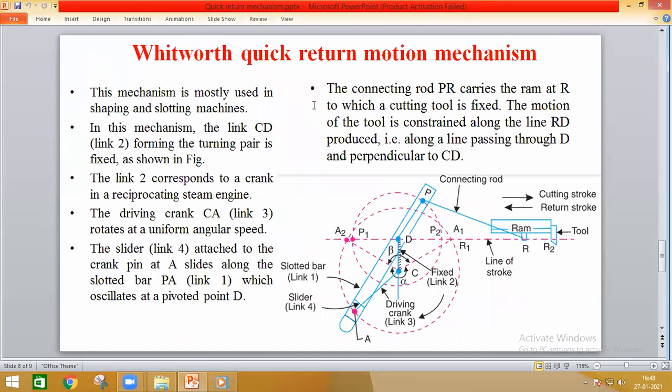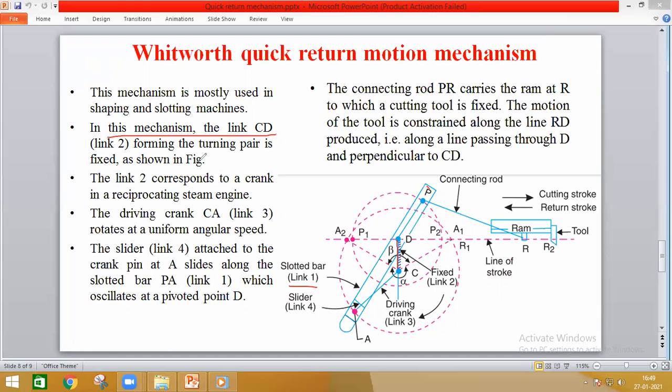And this is another quick return motion mechanism, that is the Whitworth quick return motion mechanism. So here also we have four links. There is link number one, and in link number one we are also using the slotted bar. And link number two is the fixed one. In the previous case, link number three was the fixed one, but here link two is fixed. This mechanism is also mostly used in shaping and slotting machines.